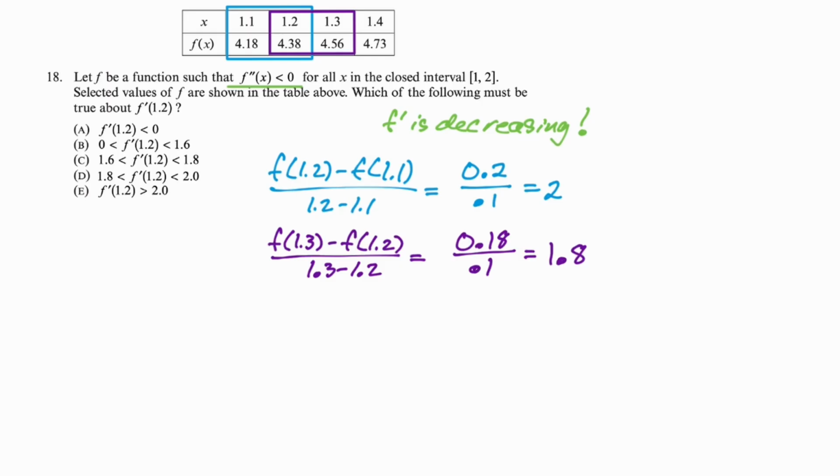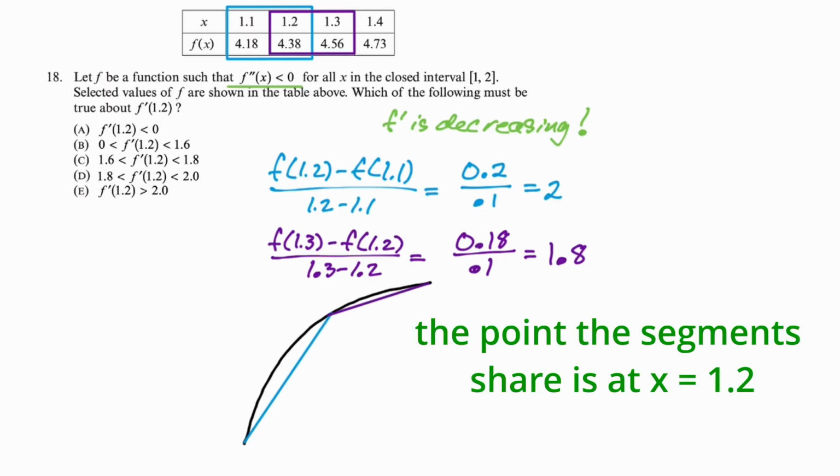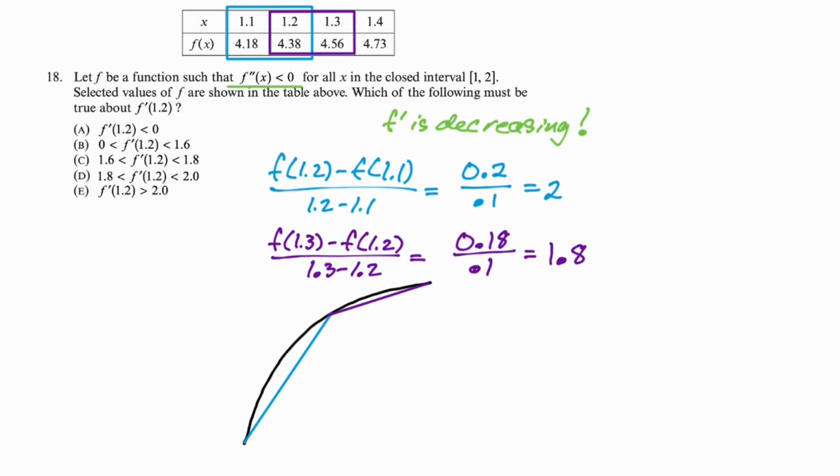I'm going to draw a picture. So f double prime is less than 0, so concave down. And then I'll just draw two things. One is steeper than the other. So you can see that the slope at the indicated point that we really want, at 1.2, is going to be in between those two values. So I think that our answer here is definitely going to be D.